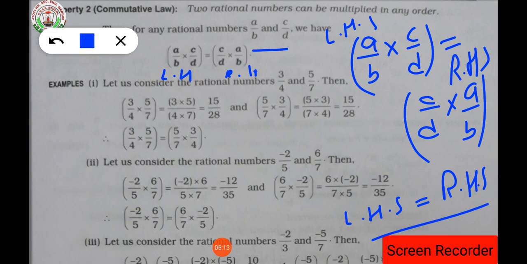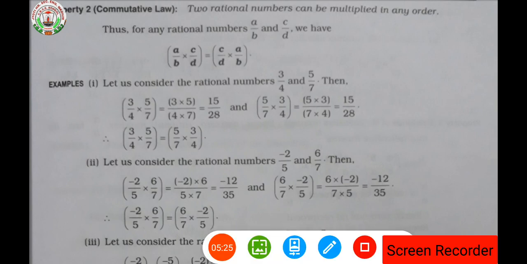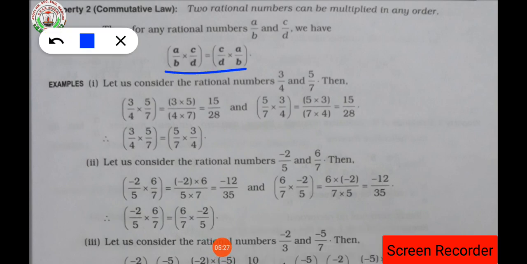Okay, so when the values are equal, that means they are satisfied. If they are satisfied, that means the commutative law of multiplication of rational numbers exists. Now let's see whether it exists or not. We can prove it by taking an example. Okay, let's see whether it exists or not.